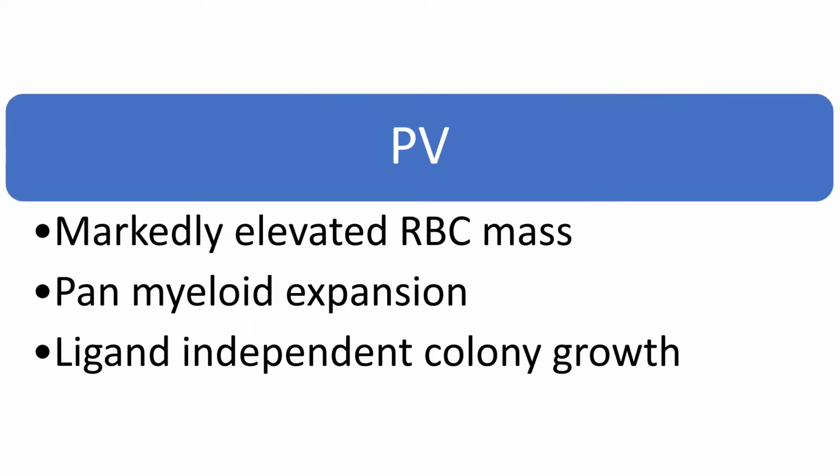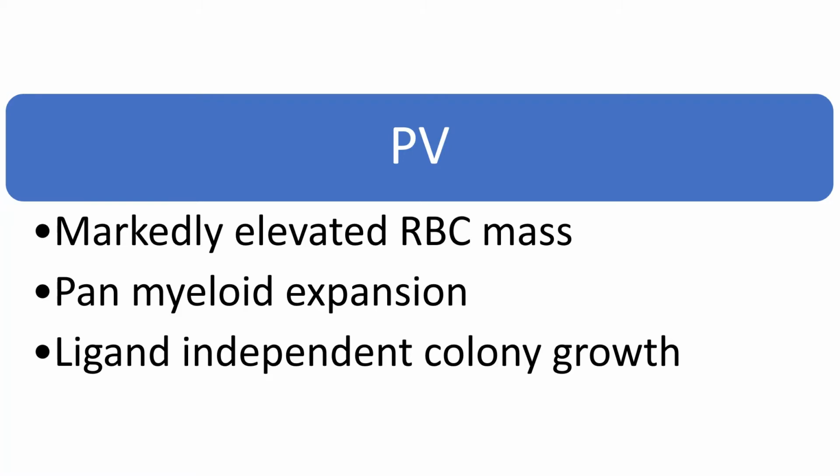So the first will be polycythemia vera. By definition, it is markedly elevated red blood cell mass. And in the bone marrow, there will be pan-myeloid expansion. Pan means all of the myeloid lineage will be expanded. And it's due to ligand-independent colony growth.